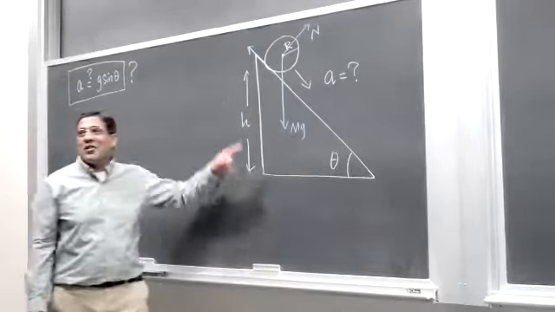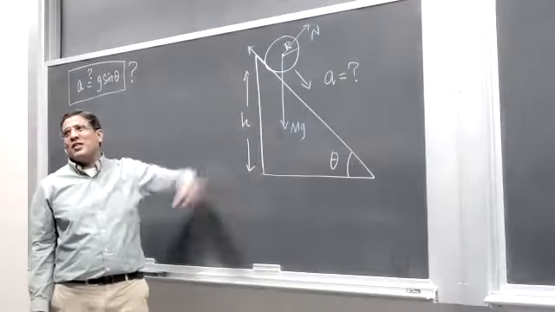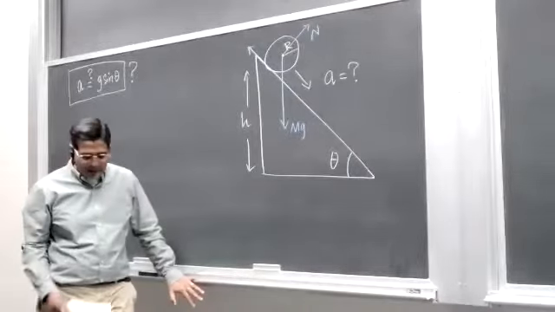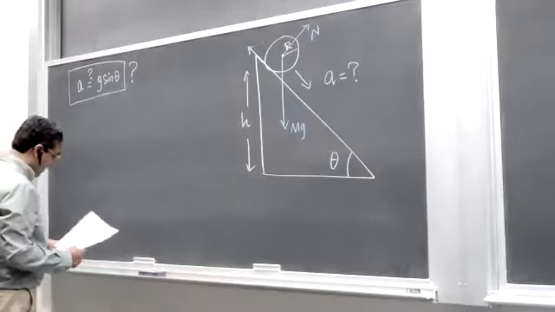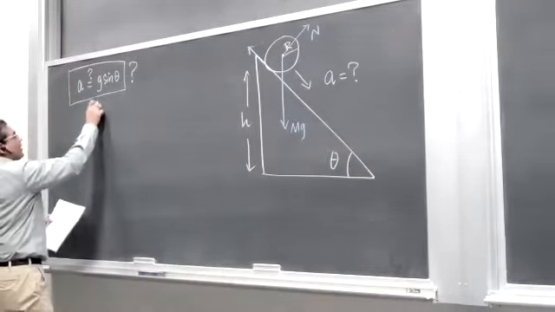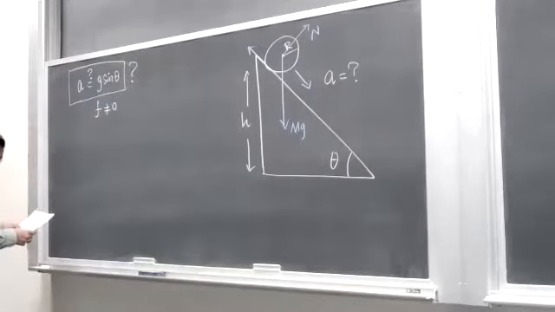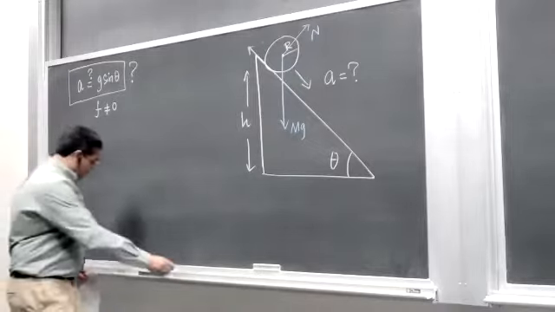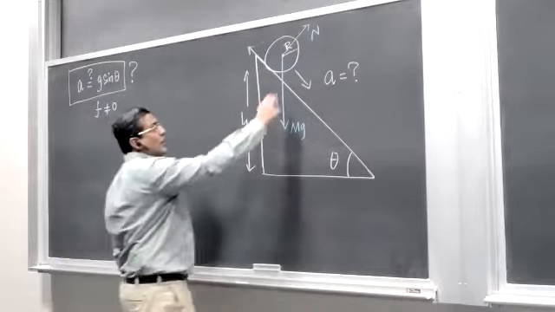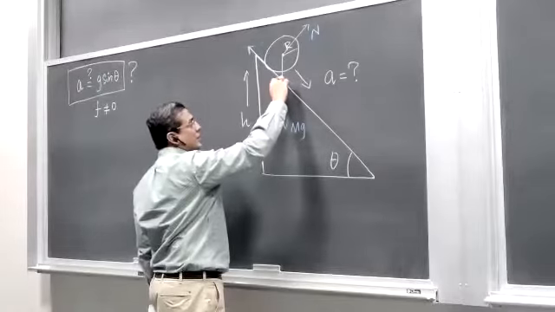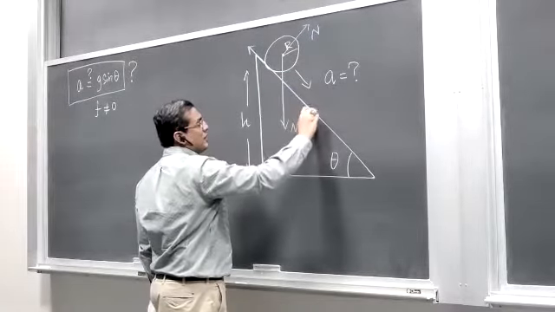Okay, for this object to roll, we must have a non-zero friction case. So let's say that we have a friction. So this is the case that we are considering, that the force of friction is not 0. Okay, so what is the component, the force acting along this direction?